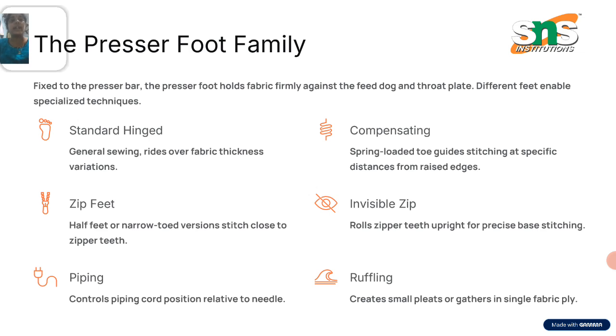This is mainly concentrating on the standard, which is the regular one. Compensating has two, so it is placed at a specific distance. Zip foot is mainly for zipper stitches. For invisible zip, there are presser feet for attaching invisible zips. Piping we do in the corners of the garment for finishing purposes, and there is a presser foot for that. And ruffling is somewhat like pleats or gathering, and it is done by another presser foot. So there are six presser feet we are discussing.